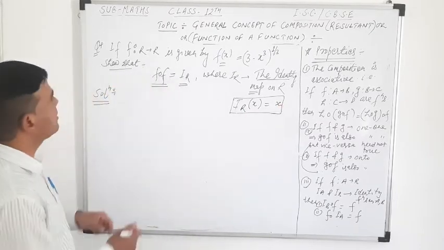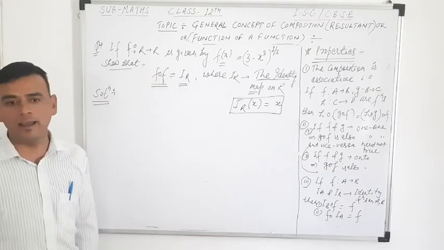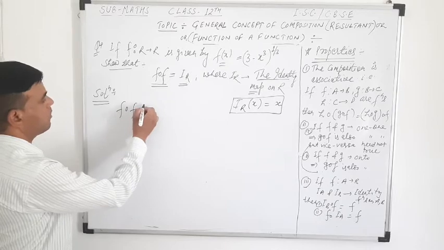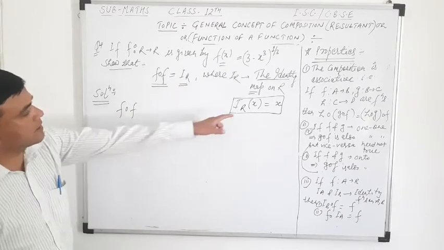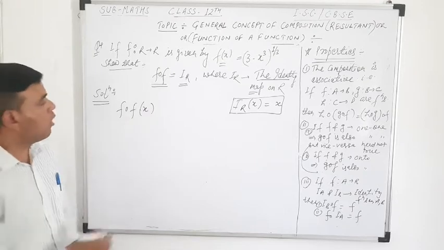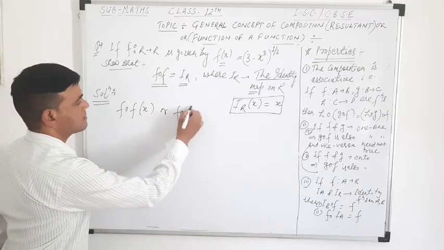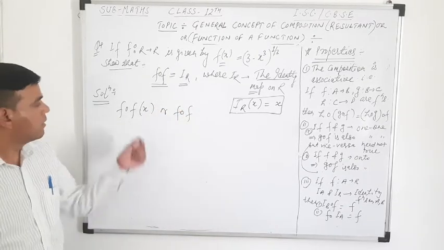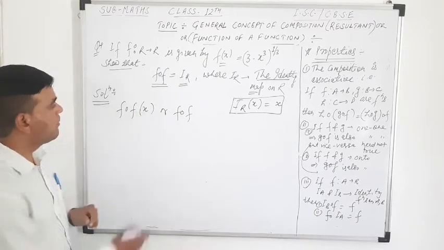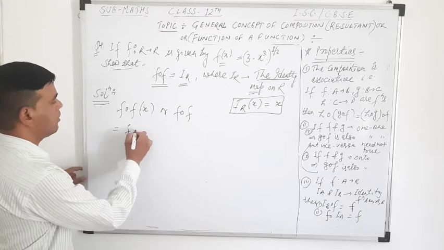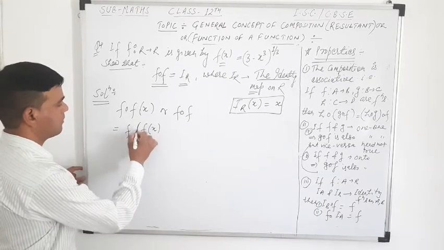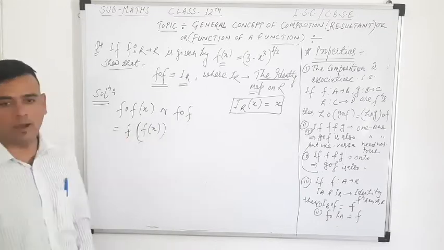Now come to the question. We have to prove that fof is equal to I_R. Let me proceed. Since x is any element, you can prove it easily here with f of x, or you can simply write it as fof. It is not necessary that you always put x here. So fof means f of f(x). This you have to find out.